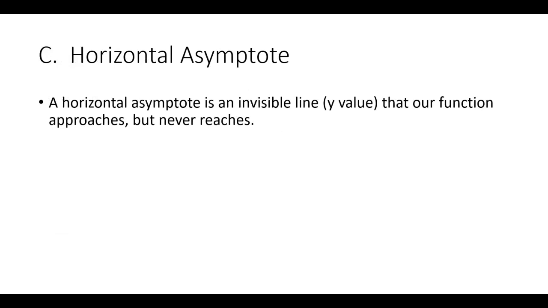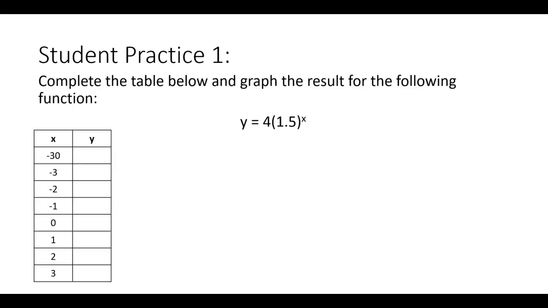So horizontal asymptote is an invisible line. It's a y value that our function approaches, but it never reaches. On the last one, what y value was it not able to reach, but it was trying to reach? 0. So y equals 0 would be my horizontal asymptote.